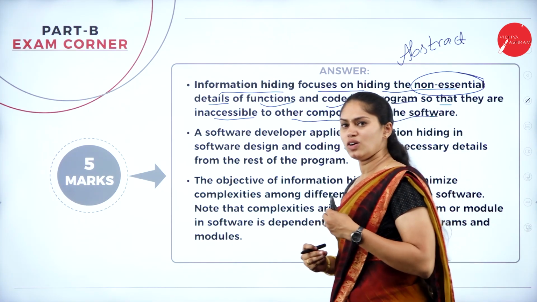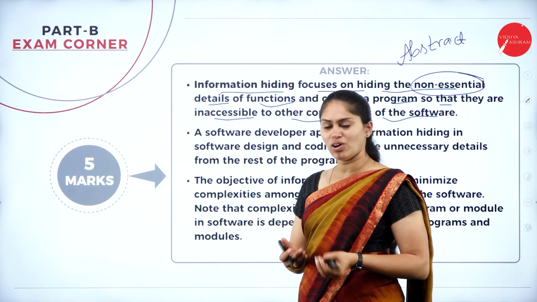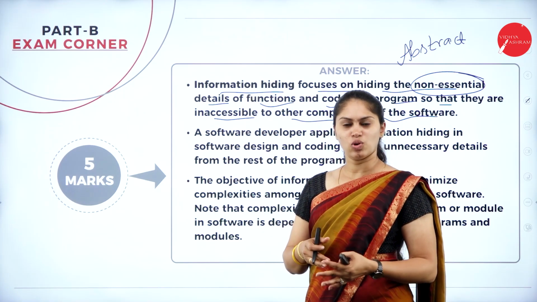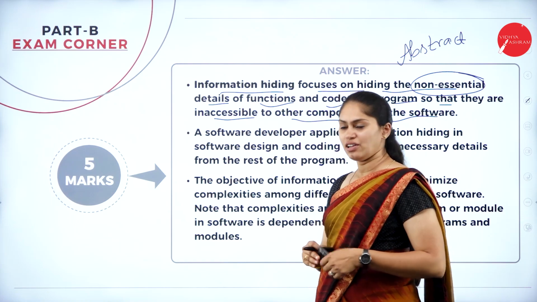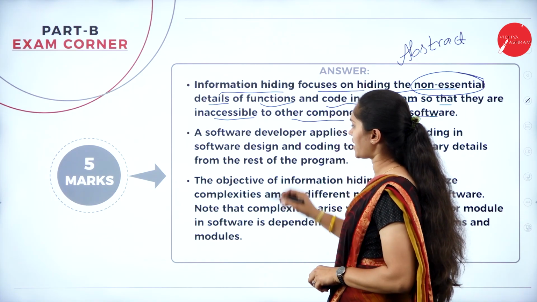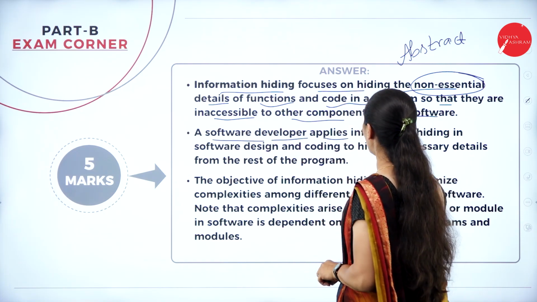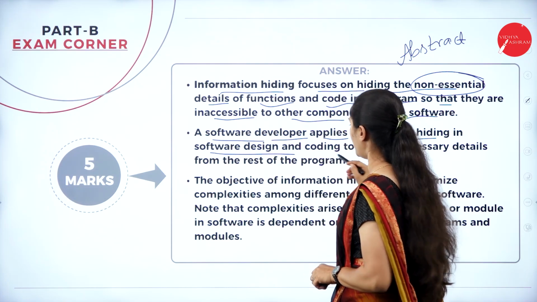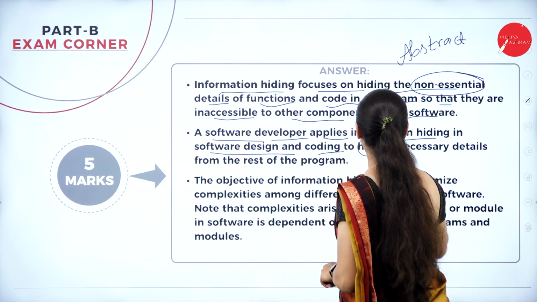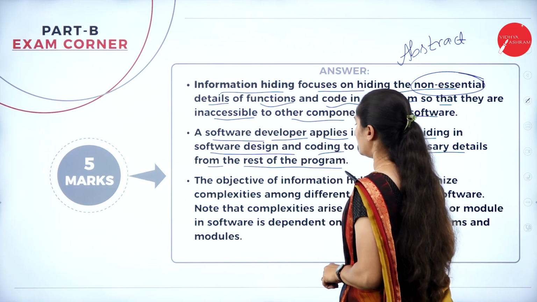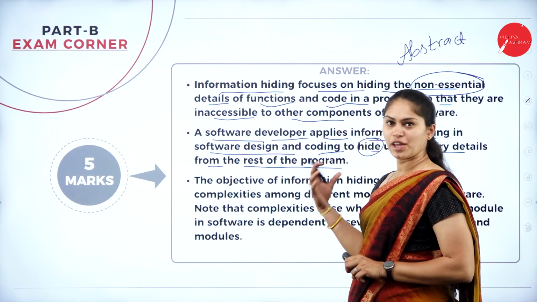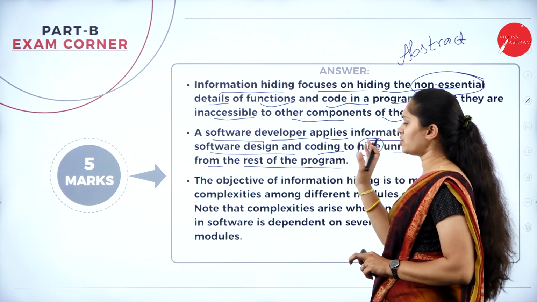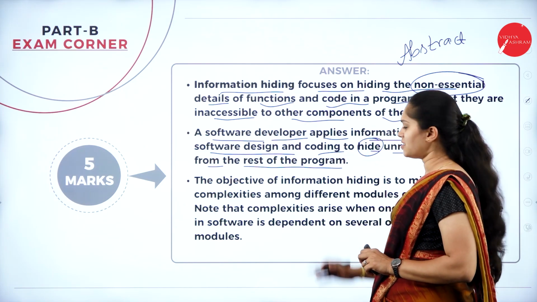Fine. We all know how to use WhatsApp. Do we exactly know how it is working internally? No, right? That is information hiding, or abstraction. A software developer applies information hiding in software design and coding mainly to hide unnecessary details from the programmer, the user or the analyst, which are not so necessary for anyone other than the programmer.